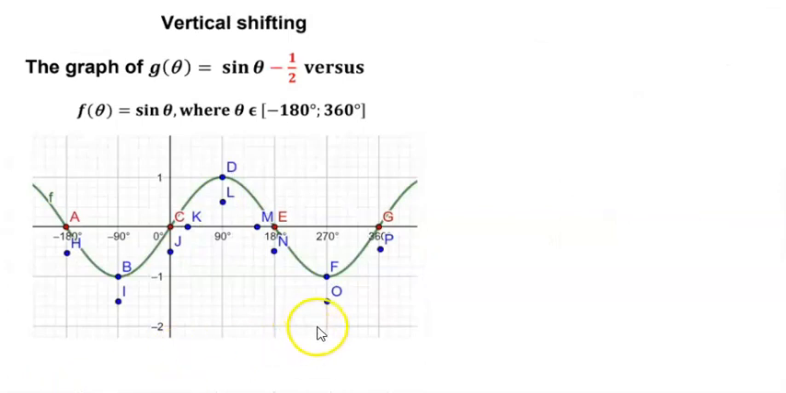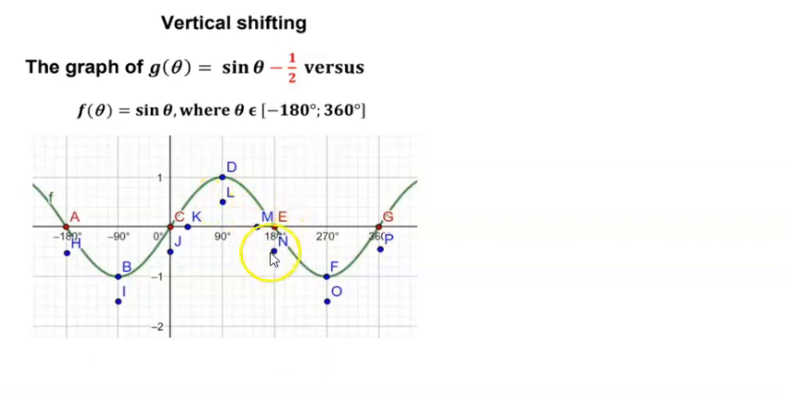Here is another example of vertical shifting. In this case, we have sine theta minus a half. It means we take every y value of sine theta, which is on the green graph, and we minus a half. So we have 0 minus a half gives me minus a half, minus 1 minus a half gives me minus 1.5, 0 minus a half gives me minus a half, 1 minus a half gives me a half.